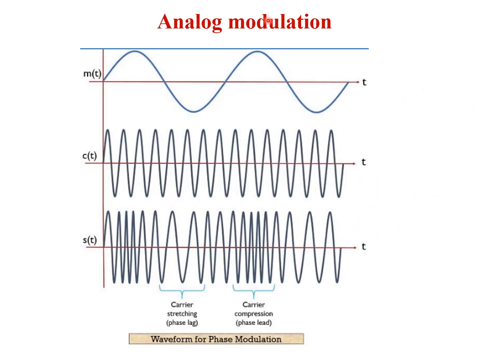And this is phase modulation, with the message, the carrier, and the modulated signal. Here the angle of the carrier signal varies. In this period we are getting a lagging phase. Here the carrier is compressed, so a phase lead will be there.